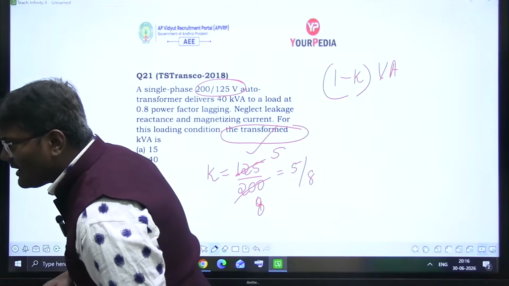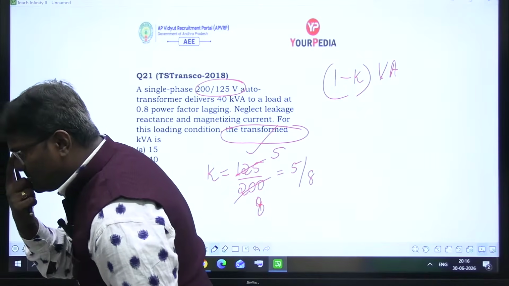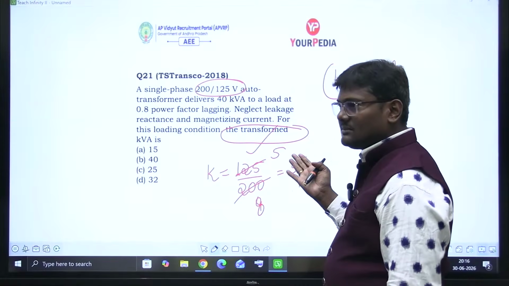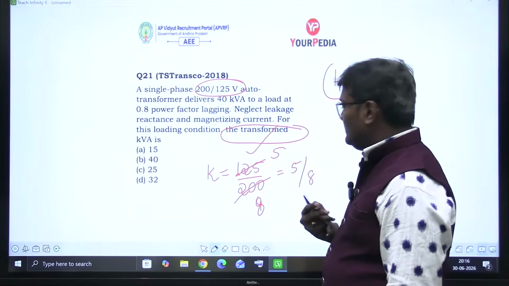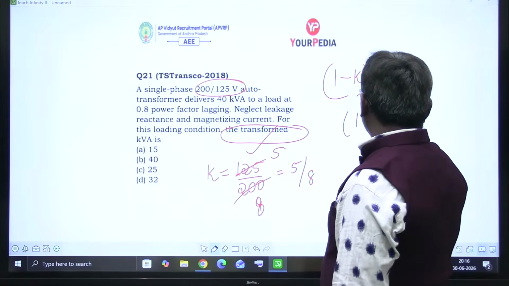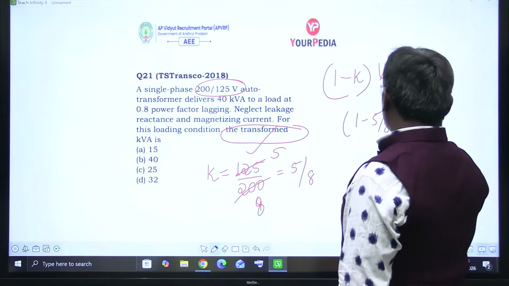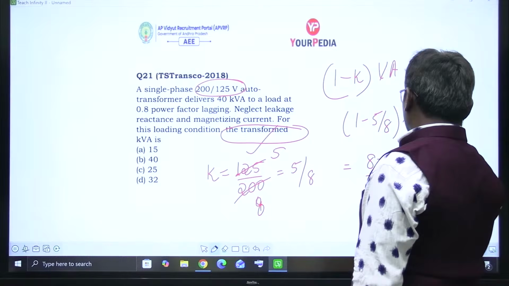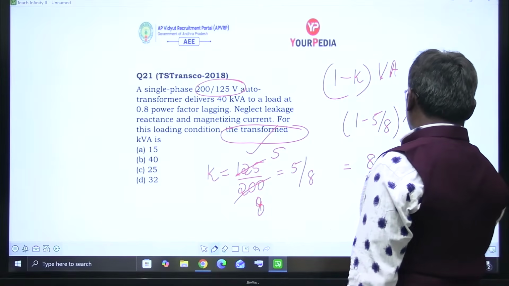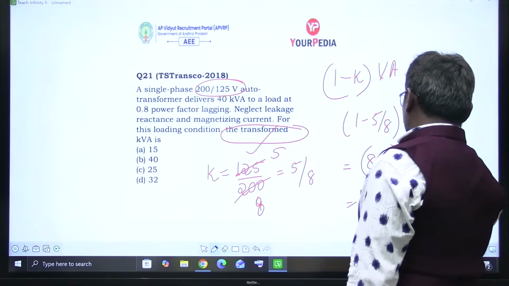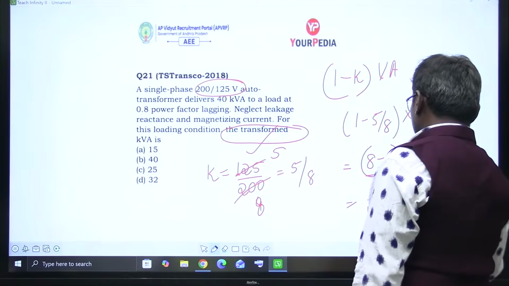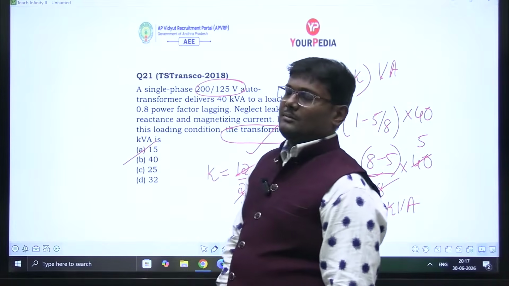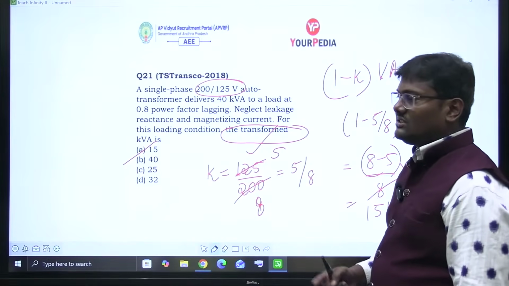The same concept. We are taking the same concept. So 1 minus K, 1 minus 5 by 8 into 40 kVA. So 8 minus 5 by 8 into 40. So 8 5 is a 40, so 3 into 5, 15 kVA. So out of 40 kVA, 15 kVA is transformed power.